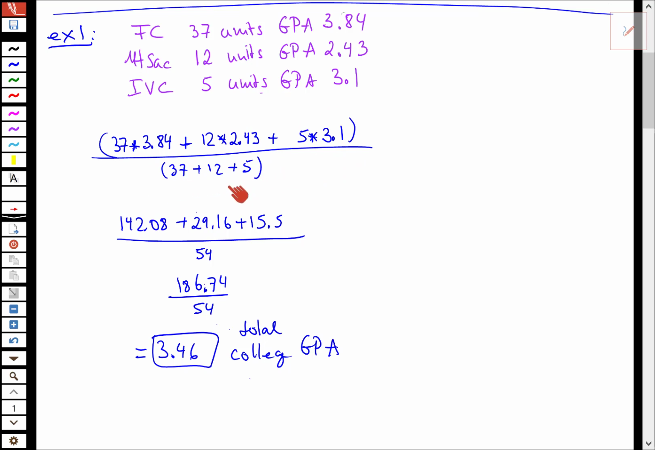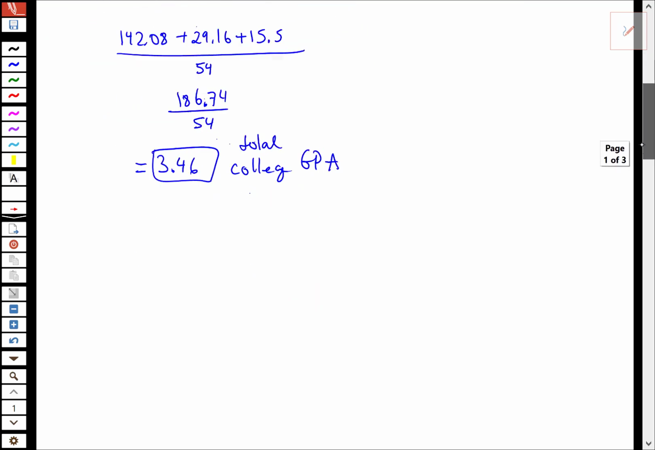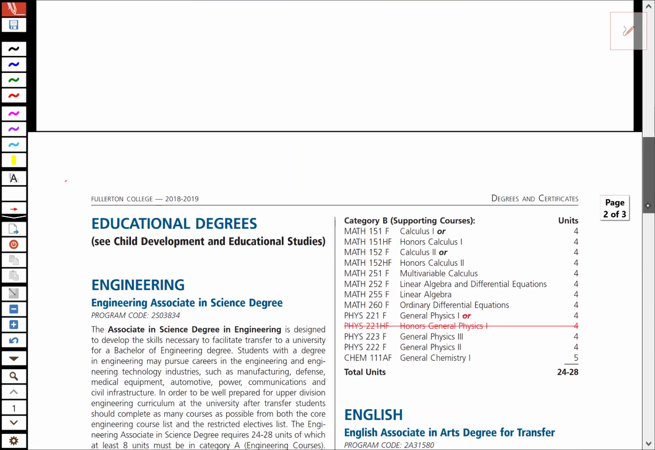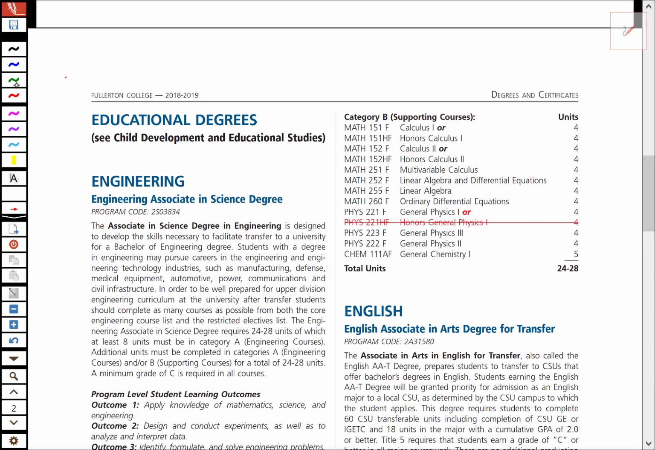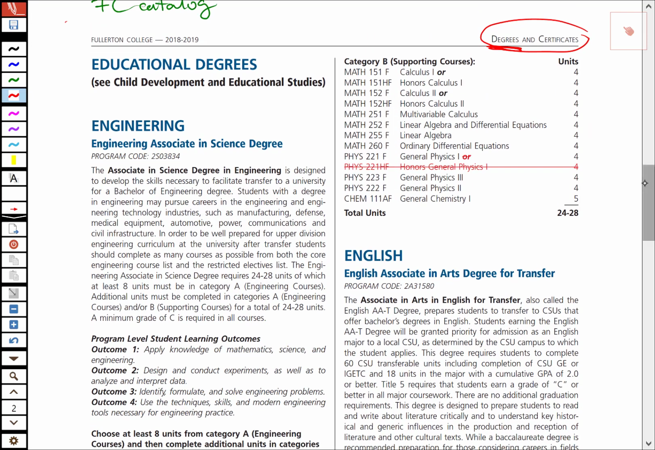Okay. Now for the second part, to calculate the GPA in your major, what you need to do is you need to go to the college catalog, so the Fullerton College catalog. So we're going to go to the FC catalog on the website. You just go to the main website. It's pretty easy to get there, right where the schedule is. And then you're going to look at degrees and certificates. So you're going to look for the degree you have that you want to get.